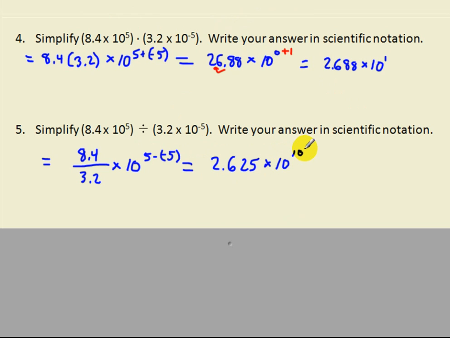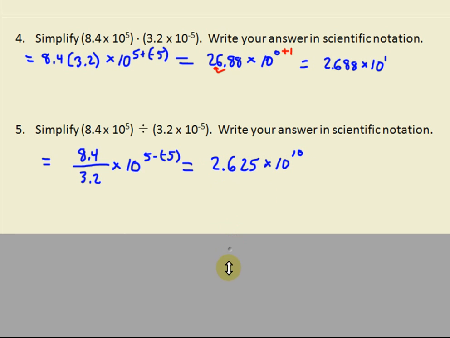We look at our coefficient, we find out, aha, we're in luck because this is already at least 1 but less than 10. So our decimal's in the proper place and we're done.